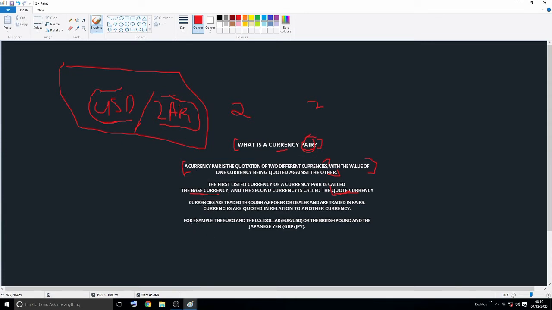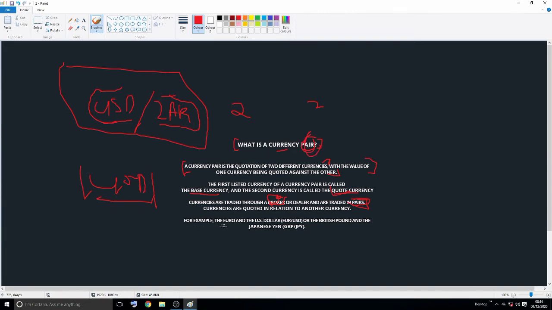Currencies are traded through a broker or a dealer and are traded in pairs. Remember, we will cover this topic. Just know that currencies are traded through a broker. You can't trade currencies without a broker or a dealer, and they are traded in pairs. You can't trade USD alone. That's not a currency pair. Pair means two.